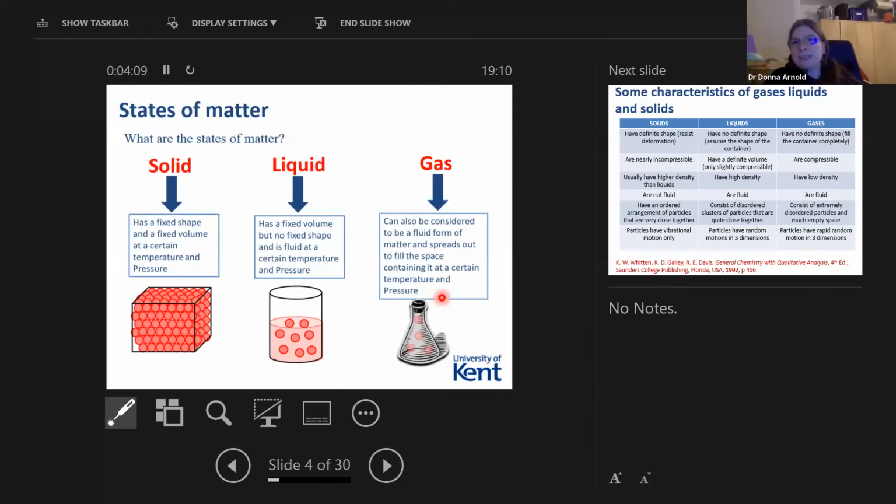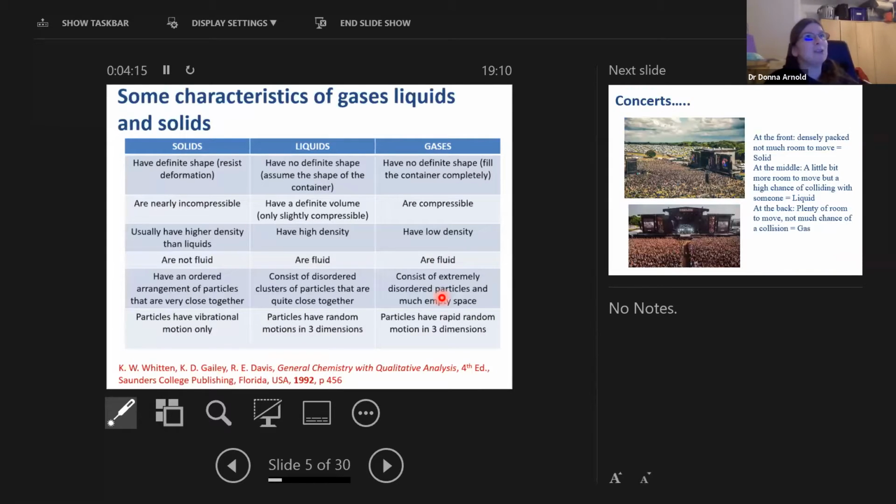So let's just quickly look at some characteristics of liquids and gases and solids. So we said that a solid has a definite shape. It can resist deformation. Liquids have no definite shape, so they assume the shape of the container. And then gases fill the container completely. We can't really squidge a solid, so we can't compress it. It has no compressibility, or it's nearly incompressible. If we have a liquid, we can slightly compress it, but gas, we can squidge it to fit into a smaller container. There's some densities here. Solids usually have higher density than liquids. Liquids have high density and gases are low density.